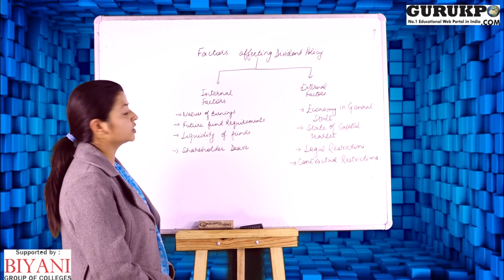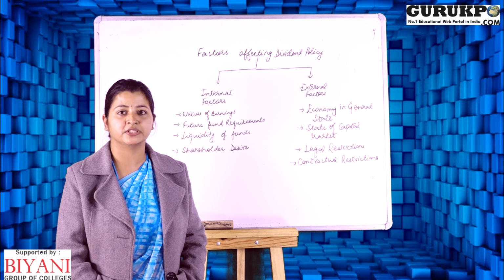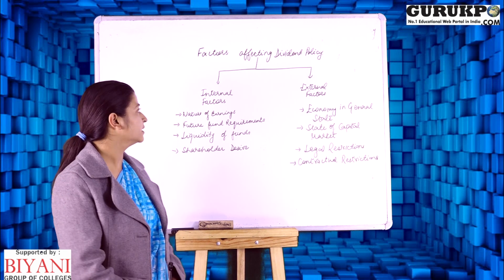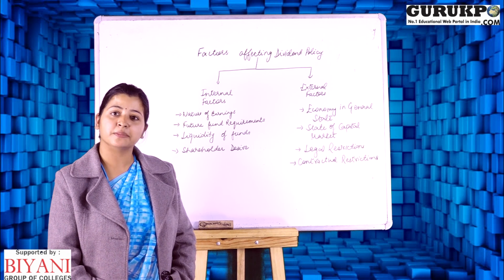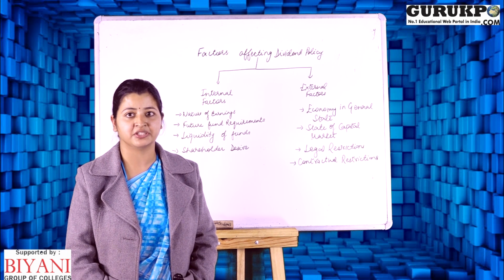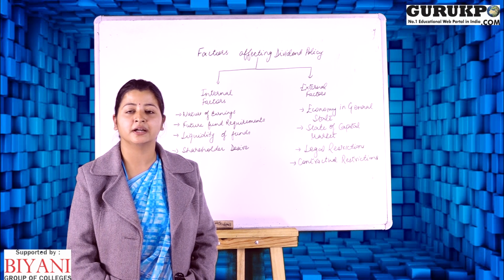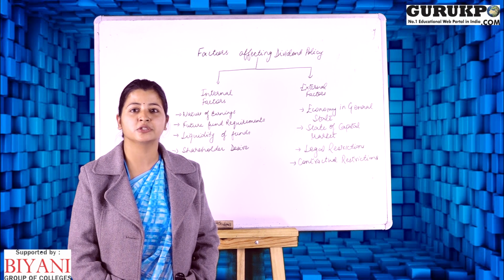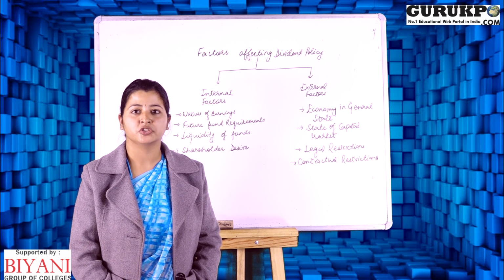First is nature of earnings. In case of stable earnings, the organization is able to pay a fixed dividend, and in case of unstable or fluctuating earnings, an organization is not able to pay a fixed portion of dividend to the shareholders.